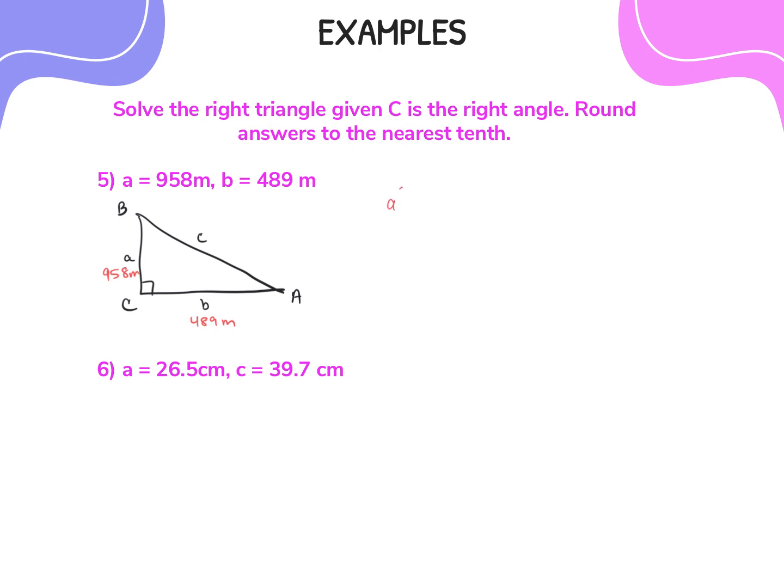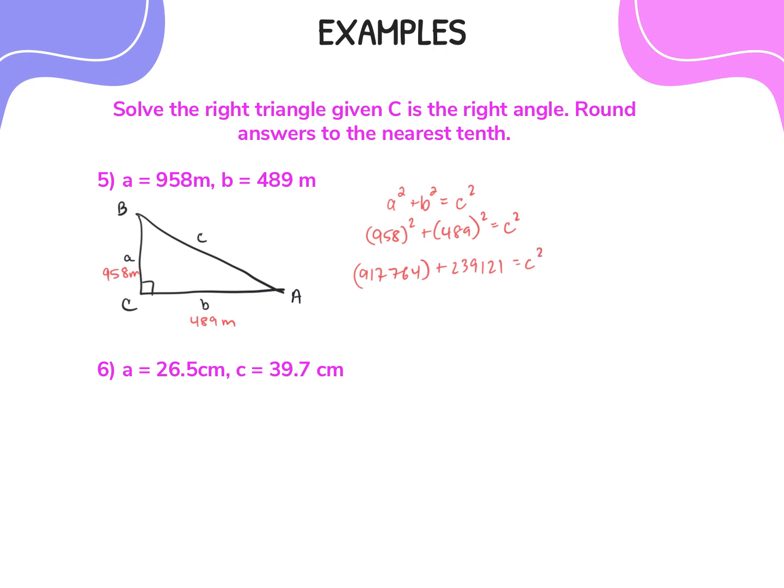Because again, remember, the Pythagorean theorem always works if I have two sides of a right triangle. So since I have one leg, 958, and the other leg, 489, I'm going to be able to use my calculator and figure this out. So 958 squared is 917,764. 489 squared is 239,121. I'm going to add those together.